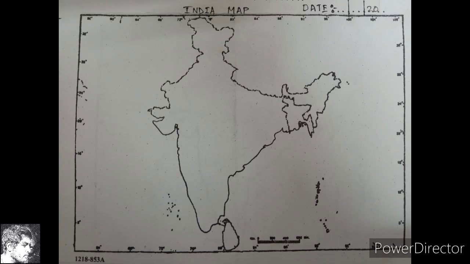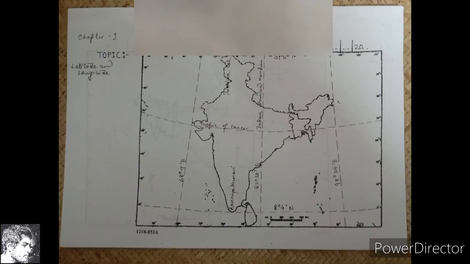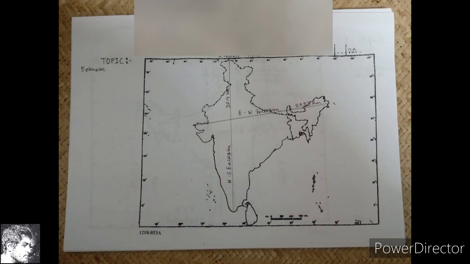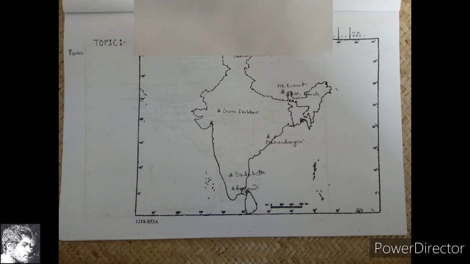This is the video of how to solve the India maps given in your syllabus or other parts or topics which you want to solve. So here, chapter wise, it is given to you at the top leftmost corner where the topic is written. Over there the chapter number is written.